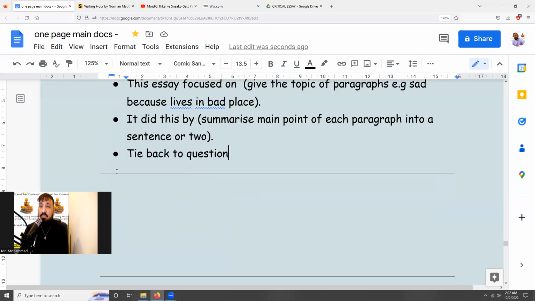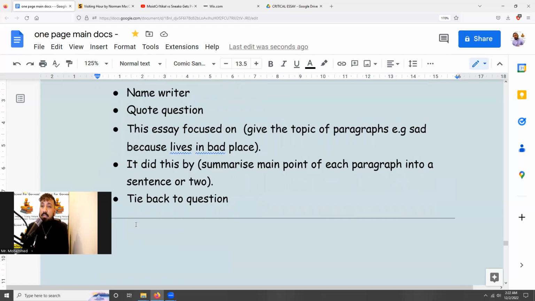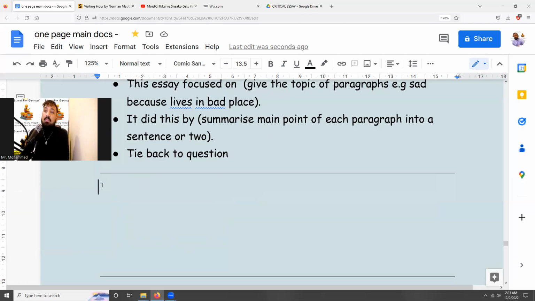So we're going to put all the pieces together, and then we're going to create sort of an entire essay together. Okay, so for now, let's go ahead and write a conclusion. So again, we'll just use Visiting Hour, and we will focus on the question which we have been focusing on about powerful emotion, and we'll focus on the specific emotion of sadness.